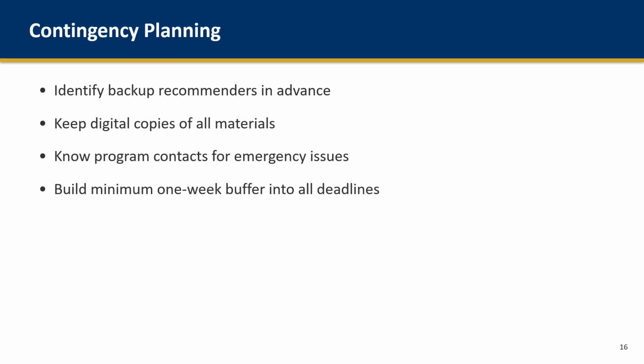Build a minimum one-week buffer into all personal deadlines. If the deadline is December 1st, your personal deadline is November 24th. This buffer absorbs unexpected delays without threatening actual deadlines. Contingency planning isn't pessimism, it's professionalism. Mature applicants know things go wrong and prepare accordingly.